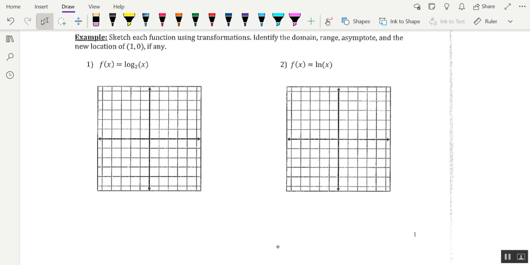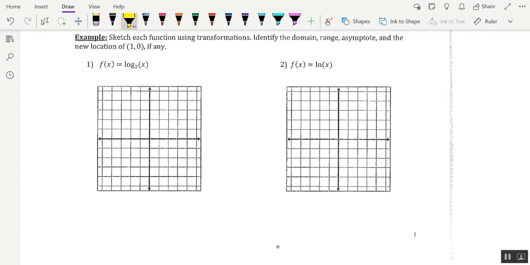Mr. C here, and in this video we're going to sketch the graph of two basic log functions. Let's dive right into it. So it says sketch each function using transformations, identify the domain, range, asymptote, and the new location of (1, 0) if any. Repeat that 10 times fast, right? Anyhow, let's look at example 1.